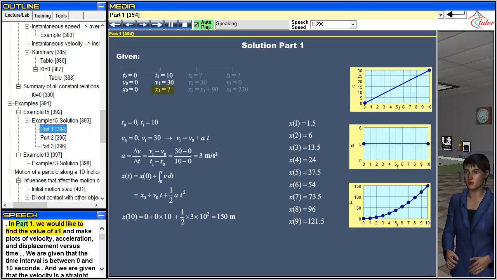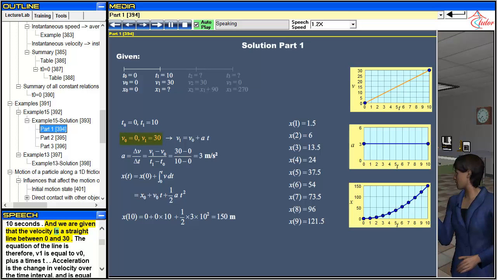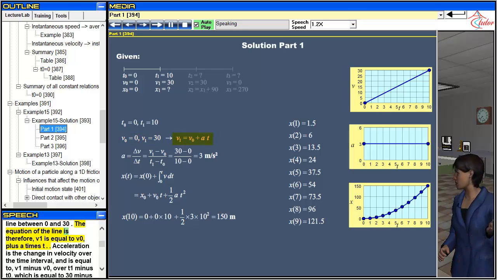In part 1, we would like to find the value of x1 and make plots of velocity, acceleration, and displacement versus time. We are given that the time interval is between 0 and 10 seconds. And we are given that the velocity is a straight line between 0 and 30. The equation of the line is therefore, v1 is equal to v0, plus a times t.